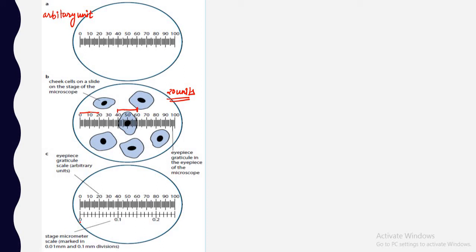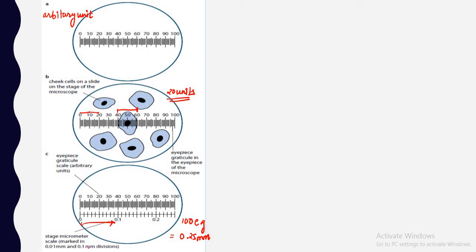Okay, right here. See, from the diagram itself, you have your 0 right here and 100 maybe somewhere here. So your 100 divisions of the eyepiece graticule, I'm just writing EG, eyepiece graticule, is equal to what? 0.25 millimeters of your stage micrometer. Why? Because your stage micrometers are marked in 0.01 mm, or you can just call it 0.1 mm division.